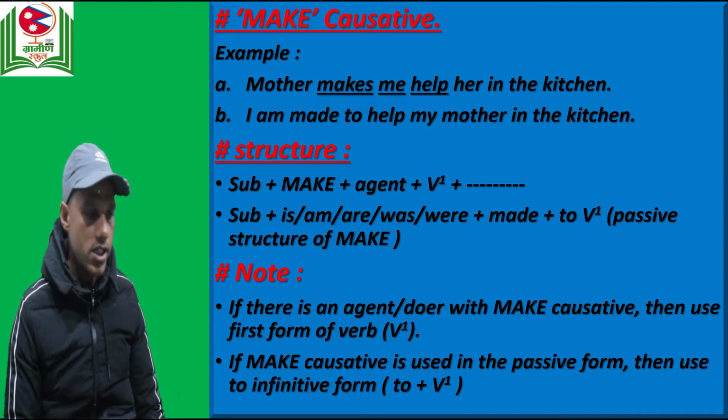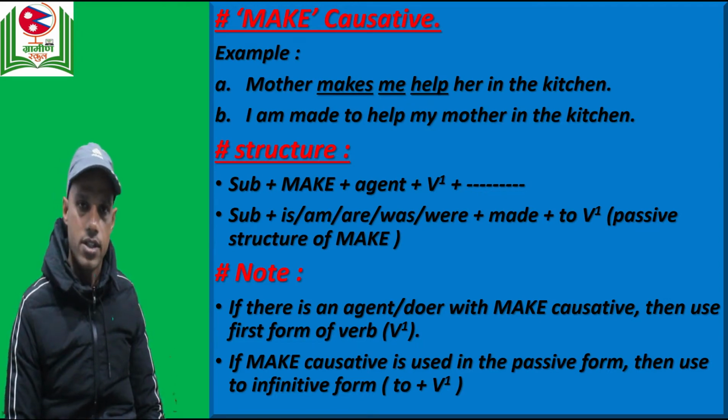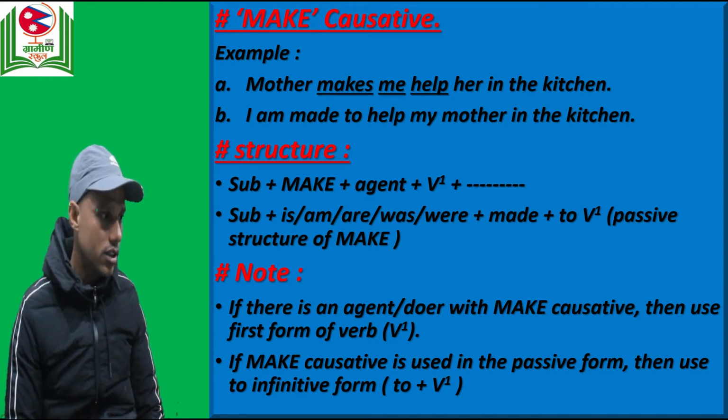Similarly, when we talk about make causative, you can use any form, as you wish, or as the requirement of the sentence. For example, you can use make in its verb 1 form, made in its past tense verb 2, making in verb 4 ing form, or makes. So you can use any one of these forms, whichever is suitable for you.